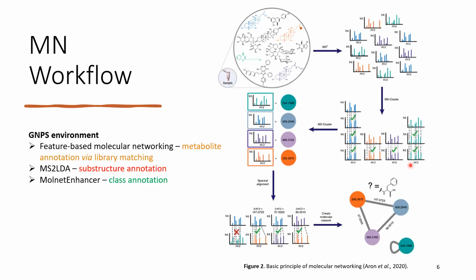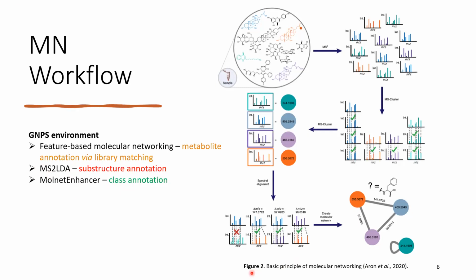Molecular networking tools are housed in the GNPS environment, and there are many workflows that are found therein which are useful. However, I'll be focusing on, or highlighting, the few that I've listed in here, which are the ones that are used in the study. And this includes feature-based molecular networking, which performs metabolite annotation via library matching, and MS2LDA, which performs substructure or fragment annotation, and the MolNet Enhancer, which performs class annotation. And I will go a little bit deeper on these tools as I go through the results. And this figure here, figure 2, is the basic principle of molecular networking.